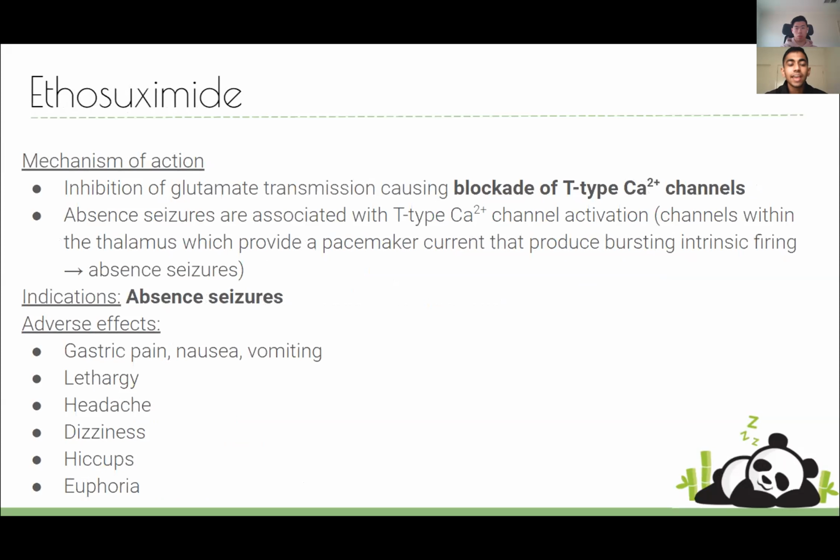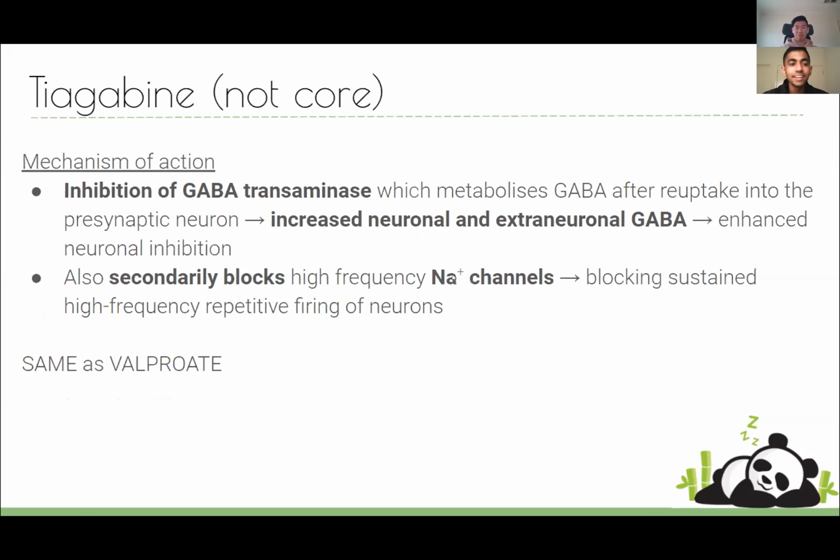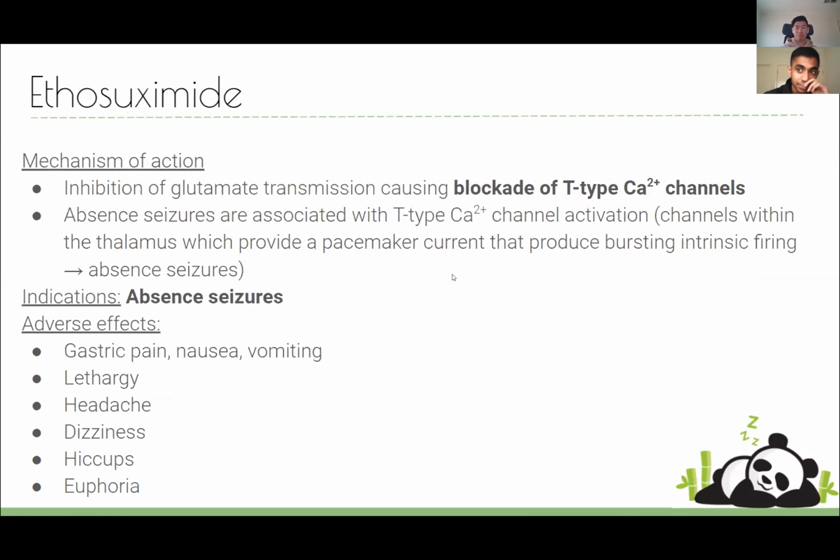And then we've got ethosuximide. So this is also going to inhibit glutamate transmission, but it's going to do this by blocking our calcium channels, our T-type calcium channels. Okay. And the main indication for this one is absence seizures.